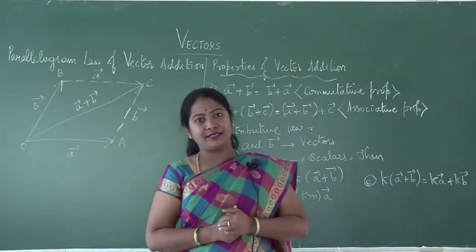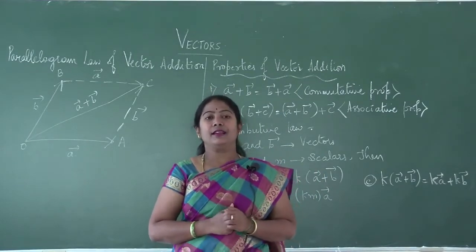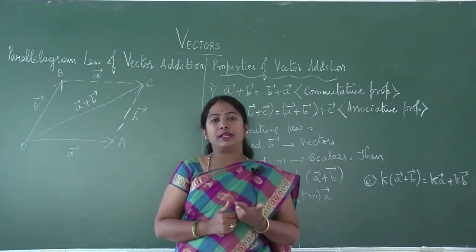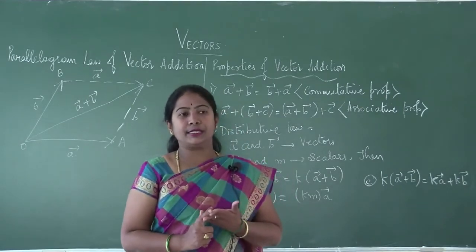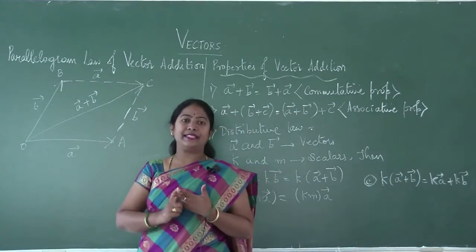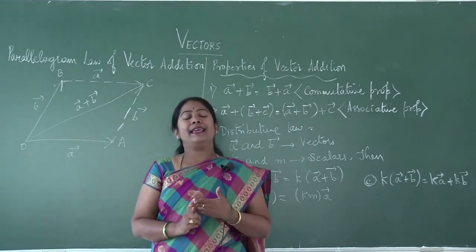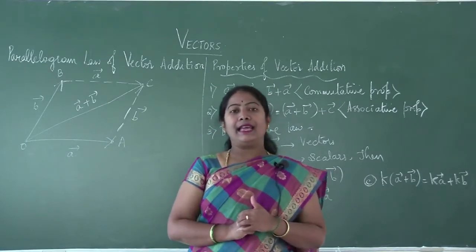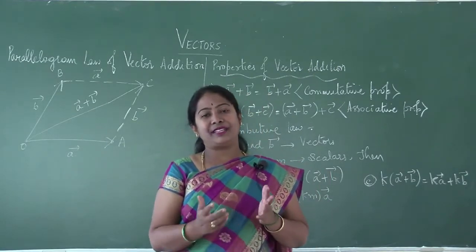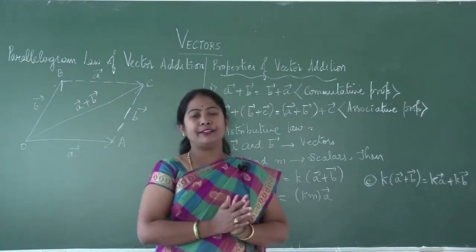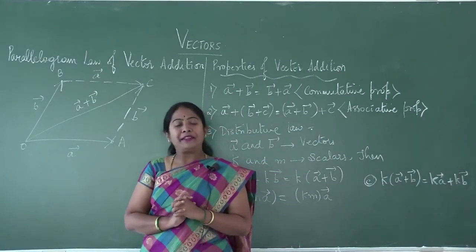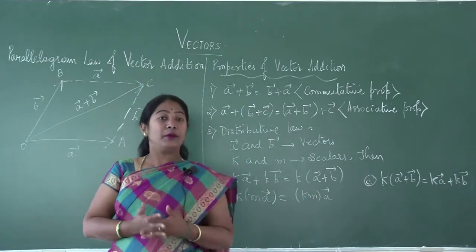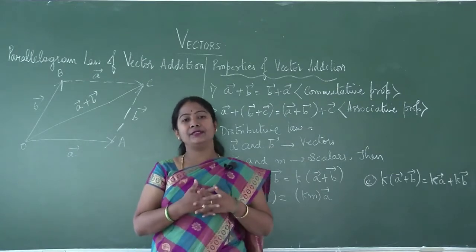The chapter name is vectors. In my previous classes, I had discussed the definitions of what is a vector and what is a scalar. Then we discussed how to represent a vector, that is, representation of vectors. Proceeding further, we discussed the types of vectors, and then the algebra of vectors. This is nothing but addition of vectors, subtraction of vectors, and multiplication of a vector by a non-zero scalar. We also discussed direction cosines and direction ratios.